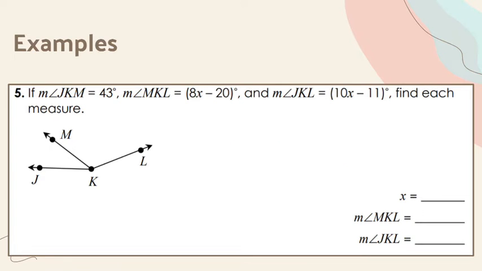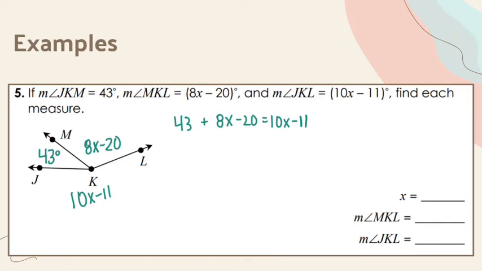Number 5, if the measure of JKM is 43 degrees, so that goes here, and MKL is 8x minus 20, so that'll go here. And JKL is 10x minus 11, so I'll put that on the outside to remind us that that's the whole measurement. Find each measure. So first, we're always going to have to find x. So we're going to have 43 plus 8x minus 20 equals 10x minus 11.